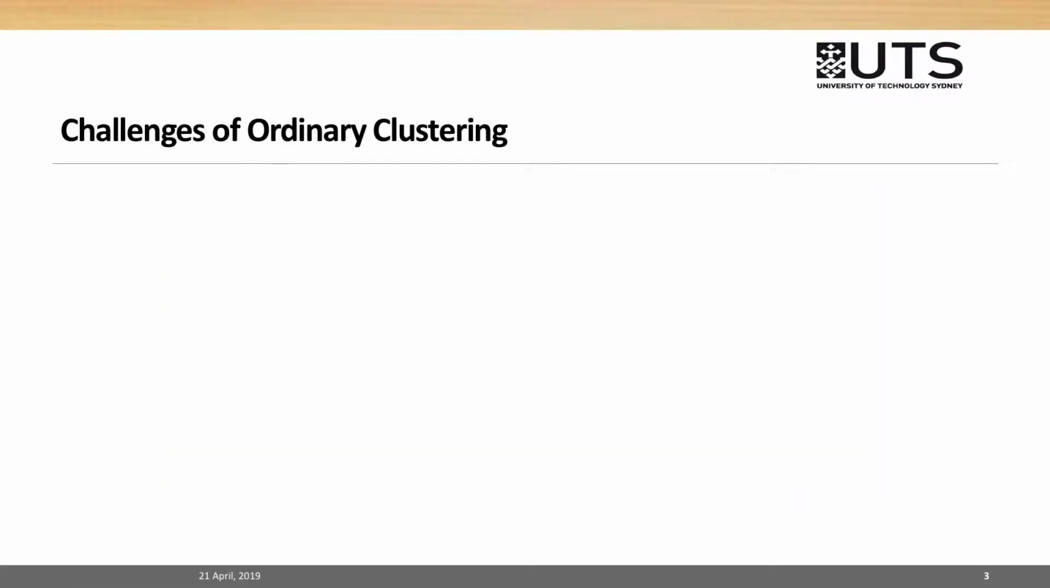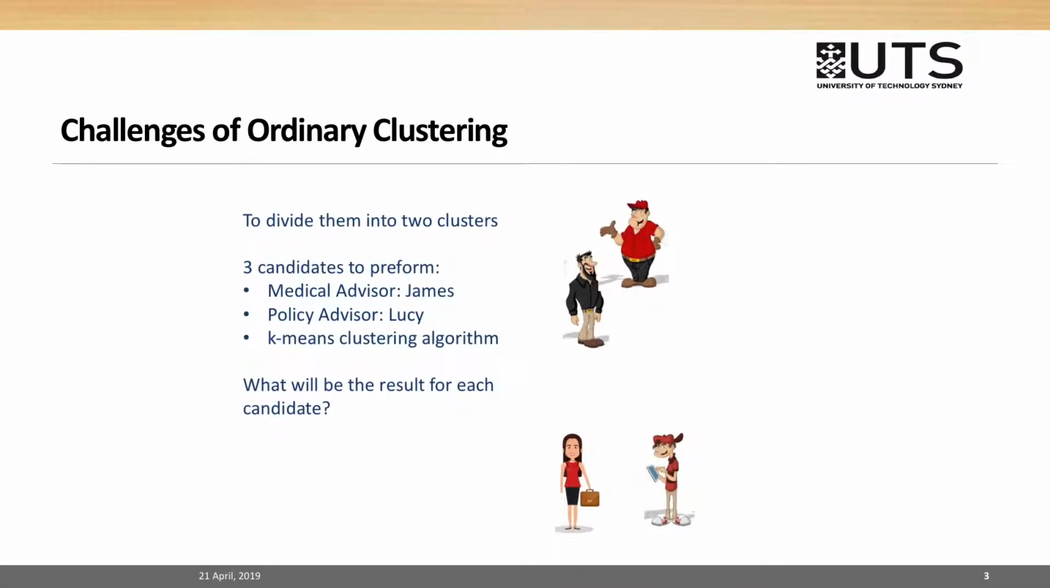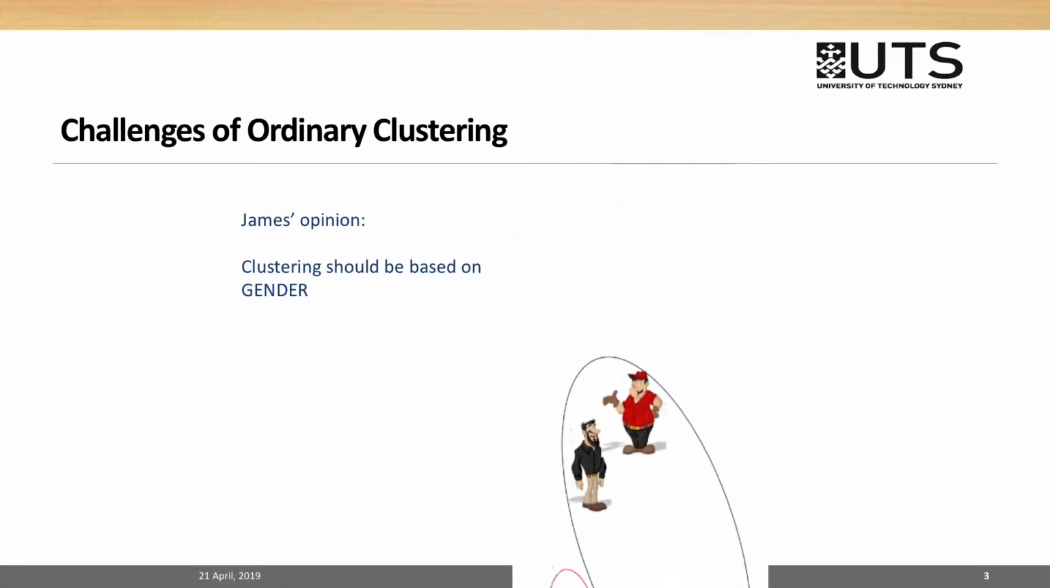One of the major problems that we met when we do the clustering on patient profile is the clustering result is not fit for purpose. I would like to take a very easy example here. Let's say we have 4 people, and we would like to divide them into 2 clusters. We have 3 candidates to perform the task: medical advisor James, policy advisor Lucy, and a K-means clustering algorithm. What will be the result for each candidate?